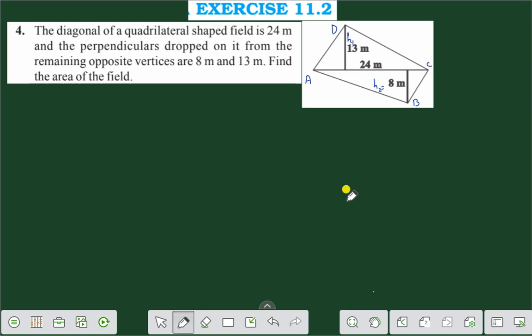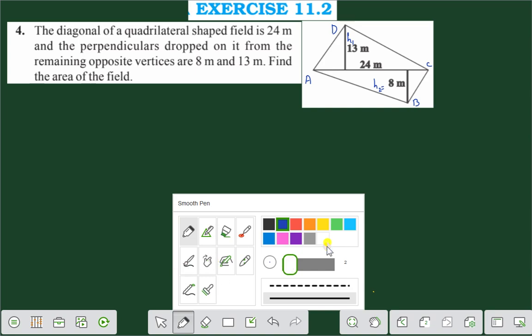The diagonal of a quadrilateral shaped field is 24 meter and the perpendiculars dropped on it from the remaining opposite vertices are 8 meter and 13 meter. Find the area of the field. Here you can find the area of the field in this method.